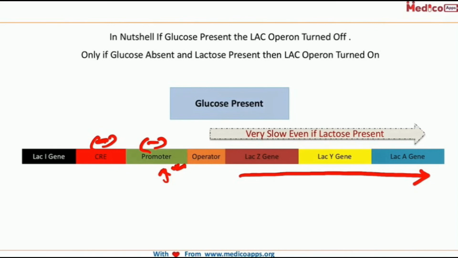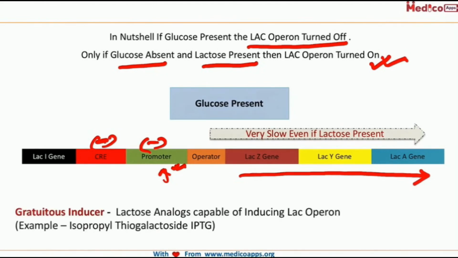So in a nutshell, if glucose is present, the Lac Operon is turned off, and if glucose is absent and lactose is present, then only the Lac Operon is turned on and functioning at the full level. This is how the entire system is modulated so that bacteria choose to use glucose when it is present, and when glucose is not there and lactose is present, it uses lactose as a source of energy.